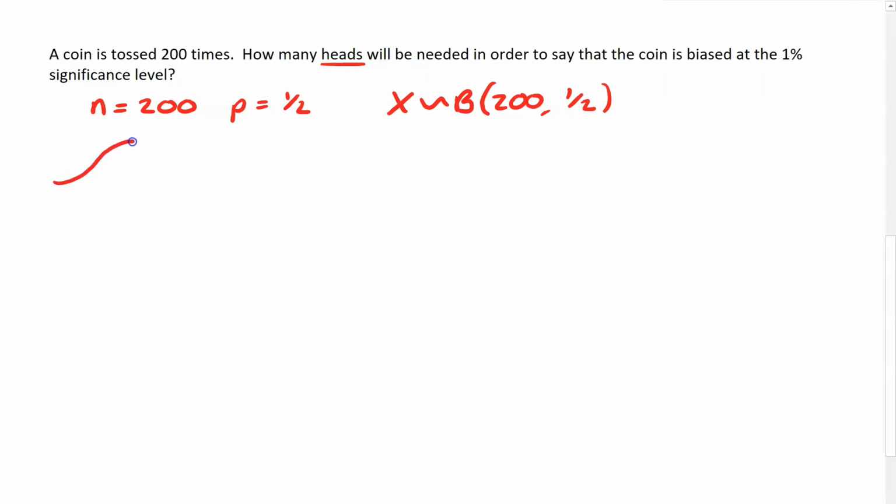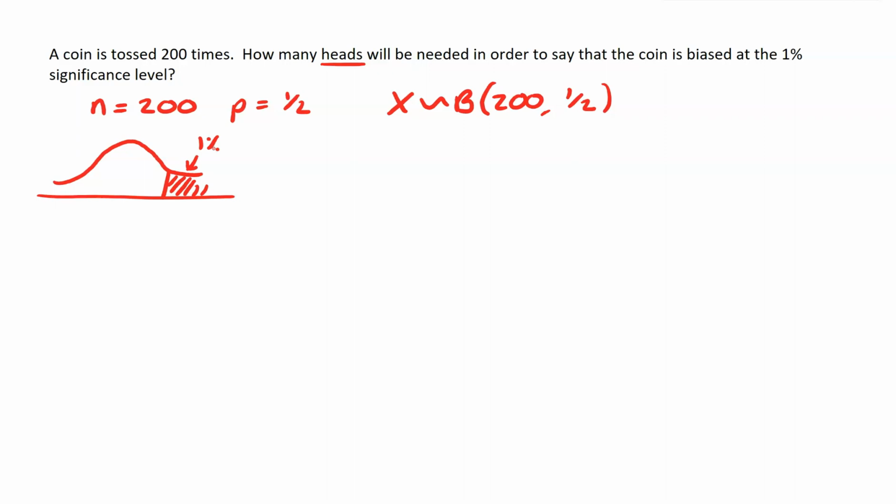So what we're trying to find is the value here where this area is 1%. It is a one-tailed hypothesis because you want it to be biased, and because there's only two outcomes, if you've got more heads than tails, then it's biased towards heads. You could have it as less than, and then it would be biased towards tails, but it's a 50-50 coin, so it doesn't matter.